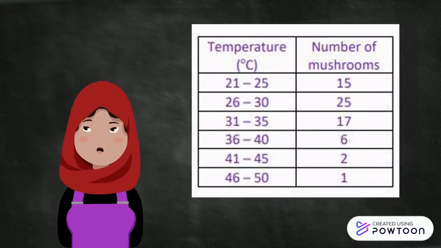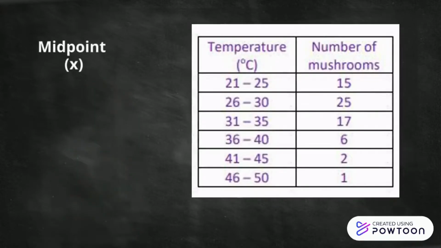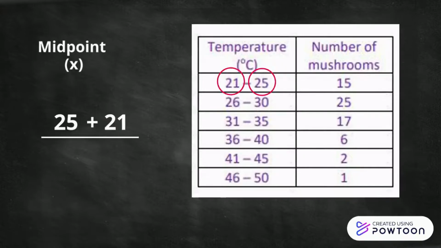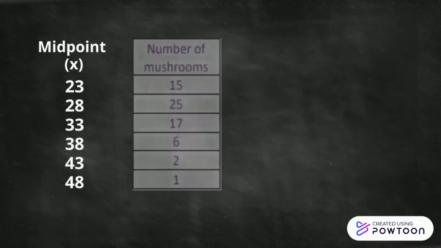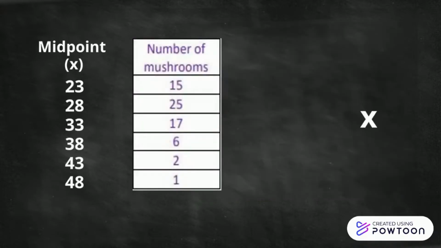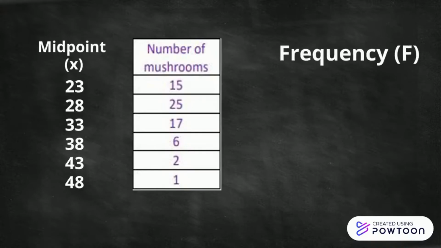First, we have to determine the midpoint of each interval by adding the upper class limit and lower class limit, then divide the answer by 2. Repeat this step for the other interval. Second, these midpoints must then be multiplied by the frequencies of the corresponding intervals. Here, the frequency is the number of mushrooms.